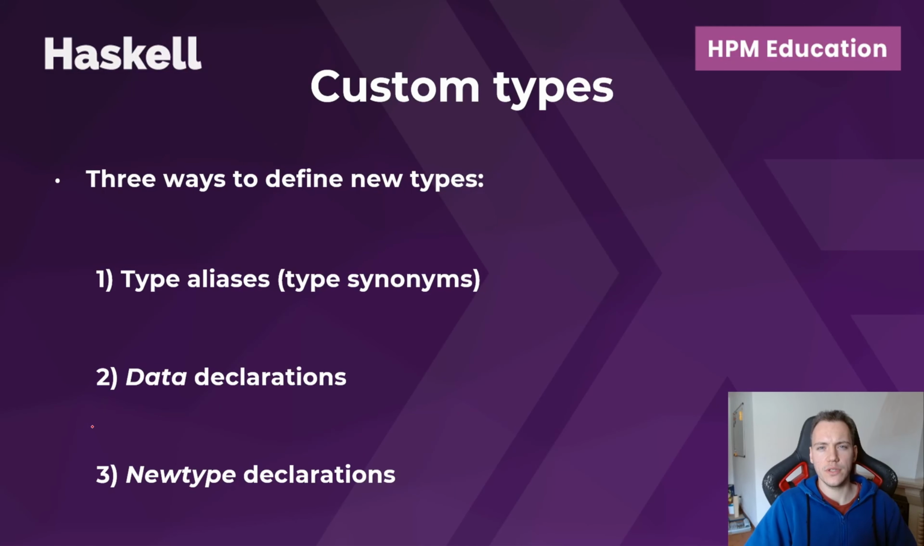To start off, we'll list the 3 ways of defining new types in Haskell. Firstly, type aliases, otherwise known as type synonyms as well. The second way is through use of the data keyword, so we have data declarations. And the third way is through the use of the newtype keyword, in which case we have newtype declarations. So let's take a closer look at each of these ways of defining new types in Haskell.